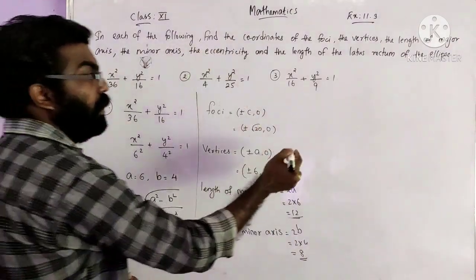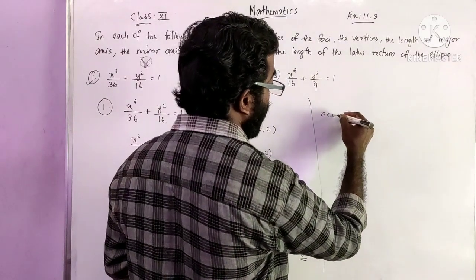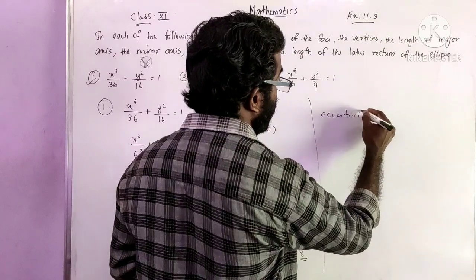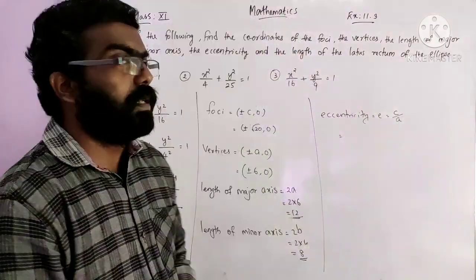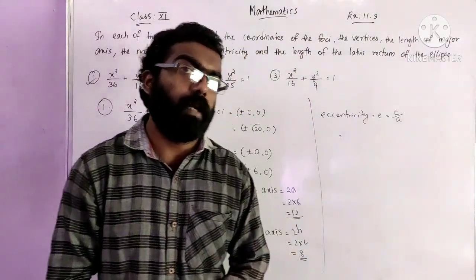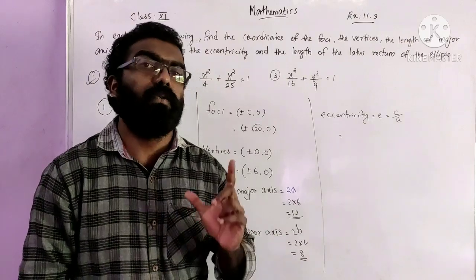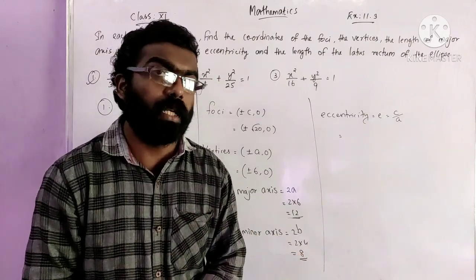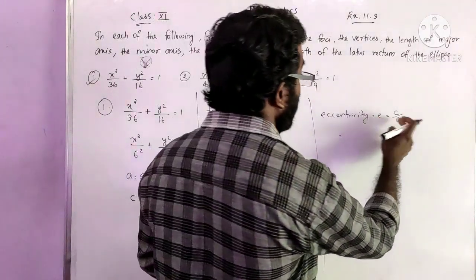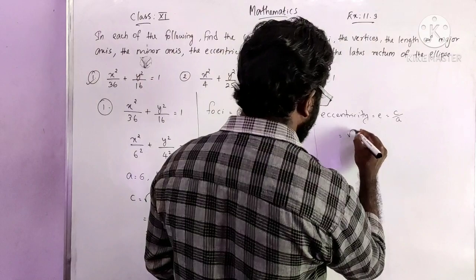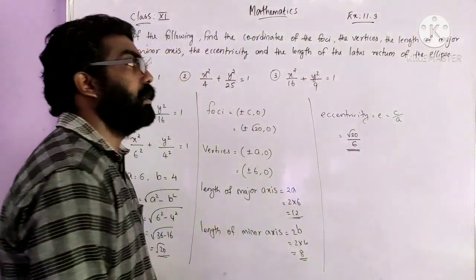Then eccentricity. Eccentricity is the ratio, e = c/a. In the last class we discussed each and every term. Eccentricity is the ratio of the distance from center to foci to the distance from center to vertices. So here e = c/a. c is root 20 and a is 6. So root 20 divided by 6.